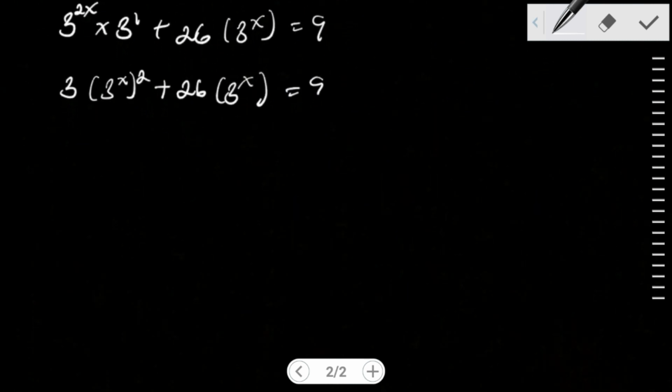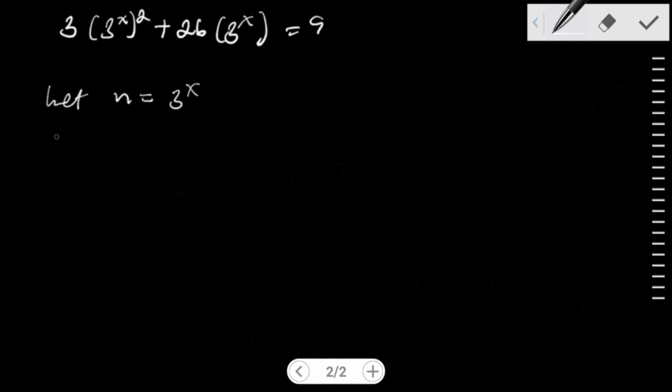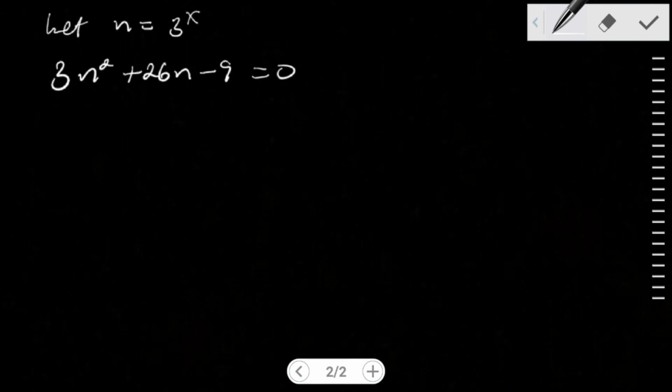And so we are going to give a letter for this. Let n be equal to 3 to the power x. And so we're going to come here. This is going to be 3n squared plus 26n minus 9, which would be equal to 0. And so let's use the quadratic formula.